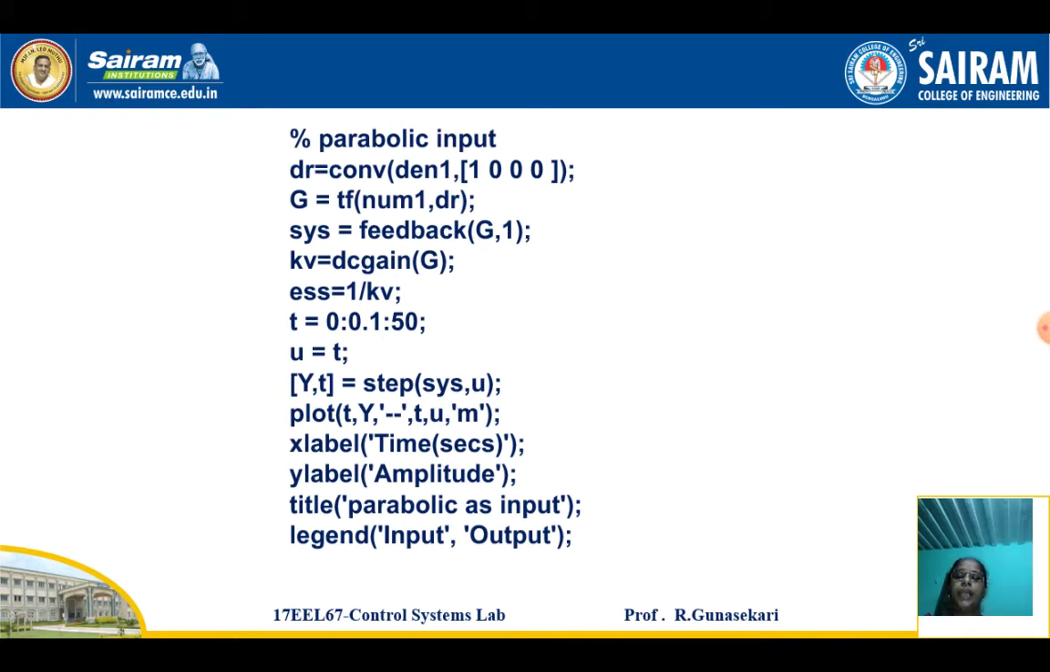The fourth part is parabolic as an input. I differentiate from the previous one. Previously I gave D equal to convolution. Now I have given DR equal to convolution for differentiating purposes. Then 1 0 0 0. Then this is the system, numerator 1 and then denominator is DR. Then system feedback, then gain, then steady state, then time, then plot x-axis and y-axis. X-axis is time, y-axis is amplitude. For the title I want, parabolic as input, you can display it on the outputs. And then legend, input is which color, output is this color for differentiation.